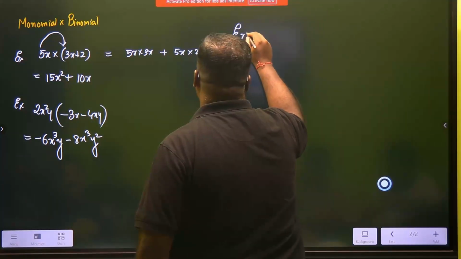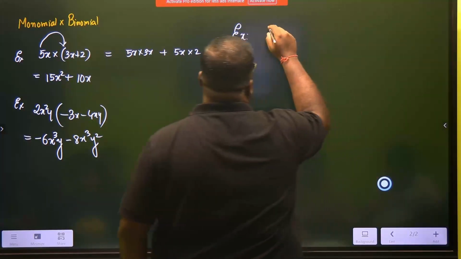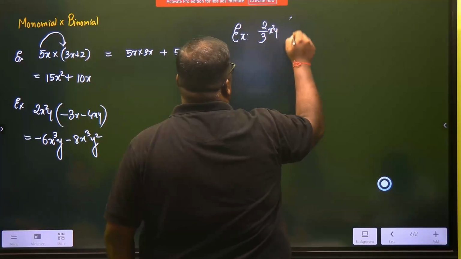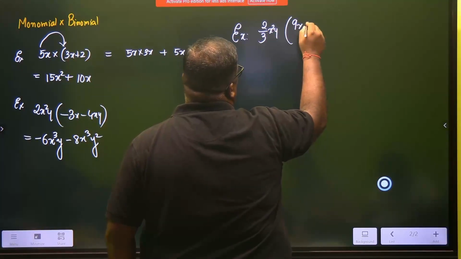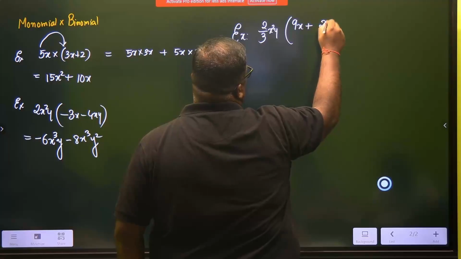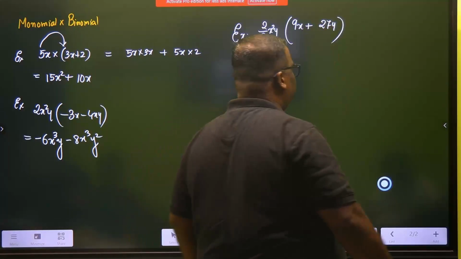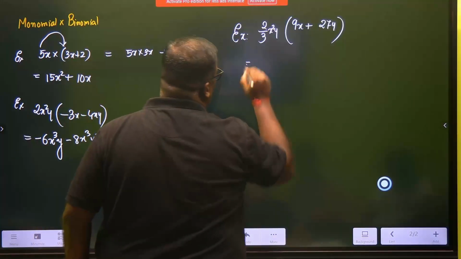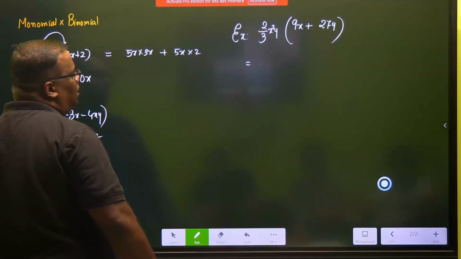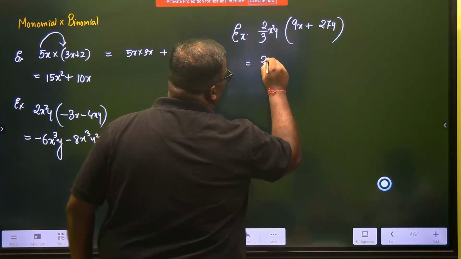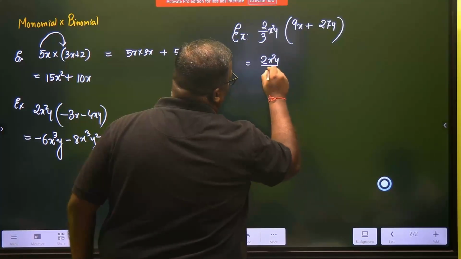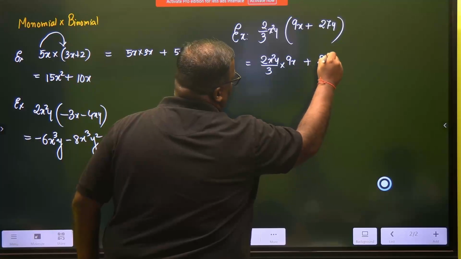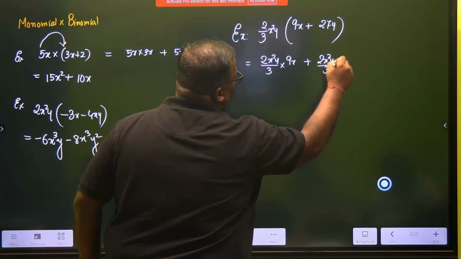Okay. Mono into bino. A little bit more. 2 by 3 x square y is being multiplied with 9x plus 27y. Now this is pretty interesting. So what will be our steps? If you think that you cannot do it in one go, please do baby steps. There is no issue. 2x square y by 3 multiplies with 9x plus 2x square y by 3 multiplies with 27y.